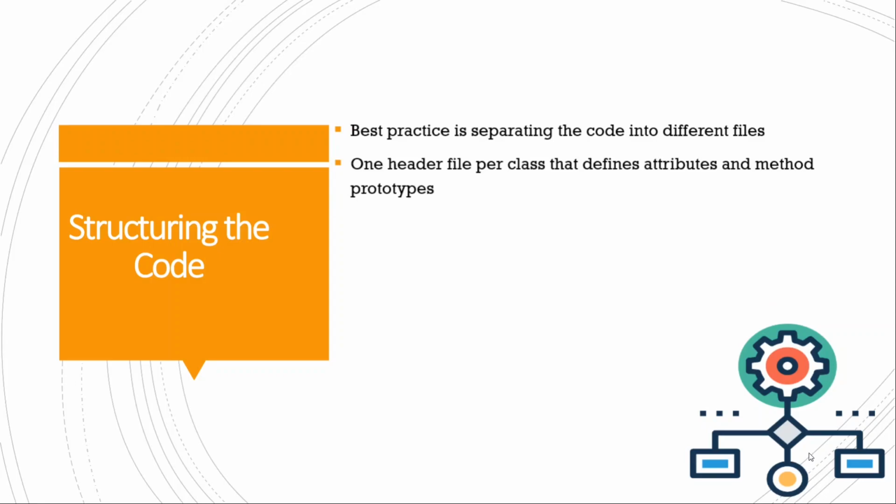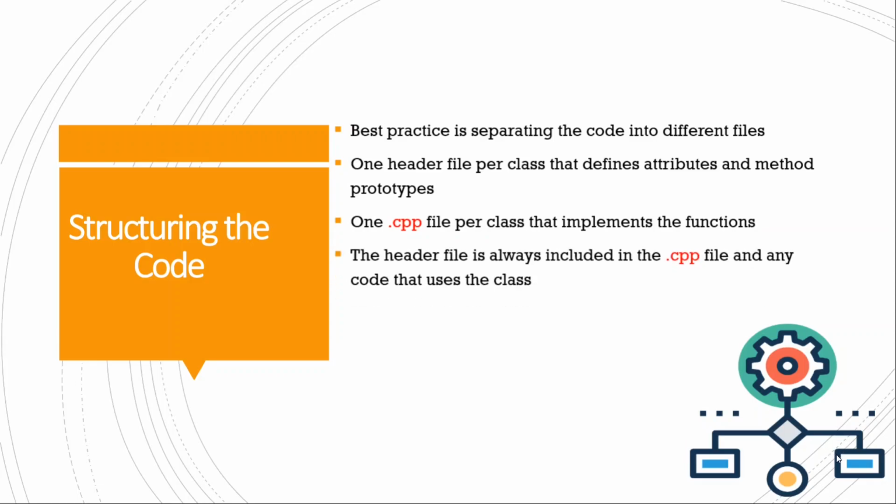So this means that you should have one header file per class, and this header file will define the attributes and the method prototypes that deal with the behavior of that class. You should have one .cpp file per class that implements the functions. Also, the header file is always included in the .cpp file and any other file that uses the class, such as your main file.